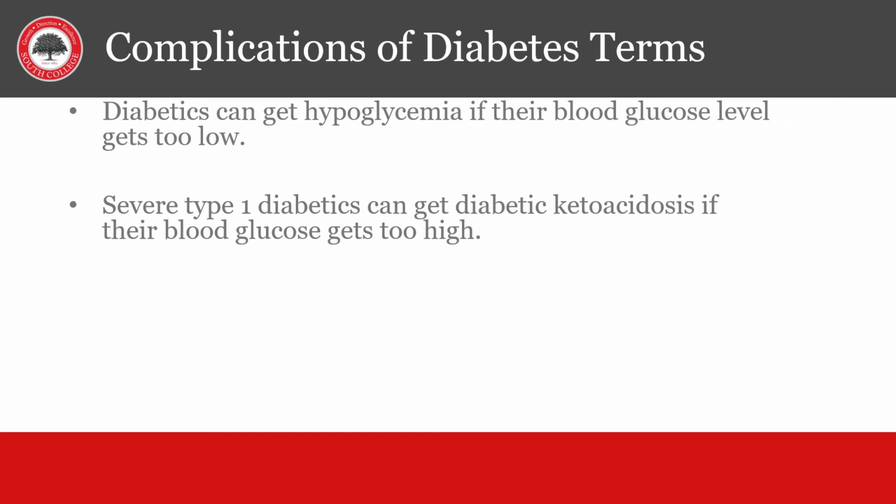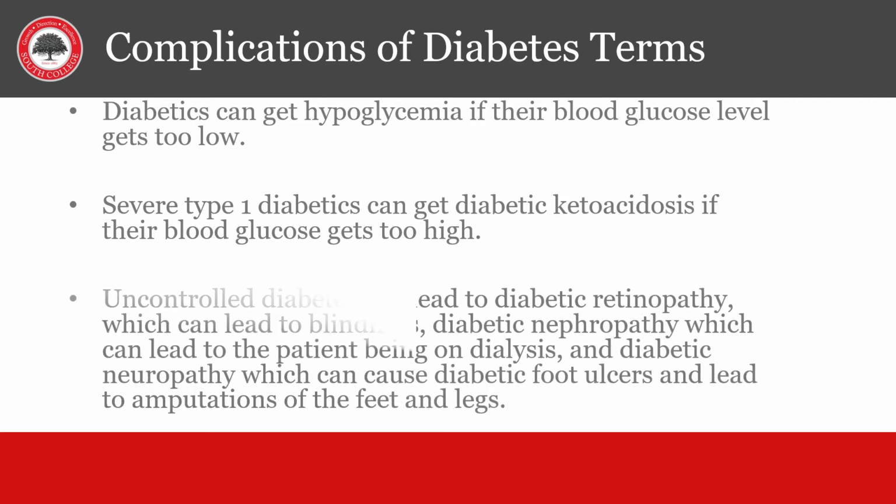Both types can get diabetic retinopathy, which can cause blindness, diabetic nephropathy, which can cause the patient to have to go on dialysis, and diabetic neuropathy, which can cause leg pains, numbness, and result in diabetic foot ulcers as they step on things on the floor and not feel the injuries as non-diabetics do. This can lead to leg and foot amputations.